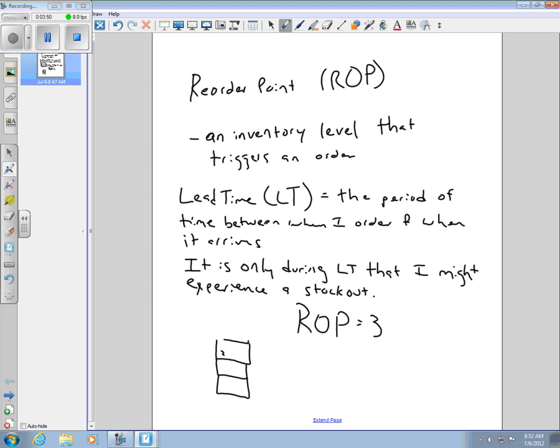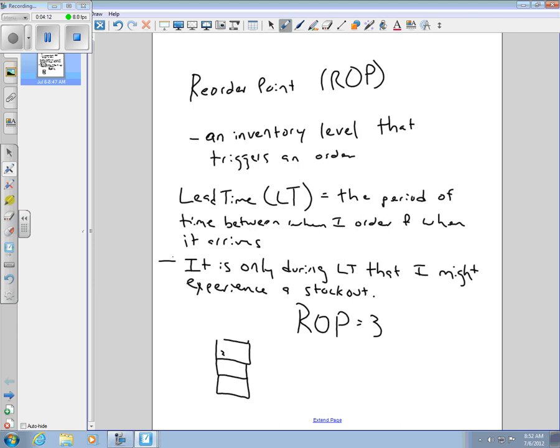Okay, so in this scenario, we had a reorder point, that inventory level that triggers an order. We chose a reorder point of 3. That means we're going to let the pile of books get down to 3 before we place that order. And what that means is that 3 needs to be enough books to cover demand during our lead time. It's only during lead time that we might experience a stock out.